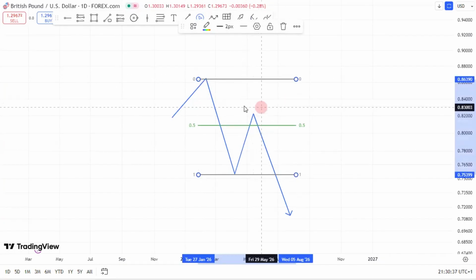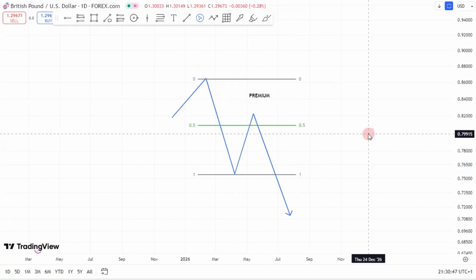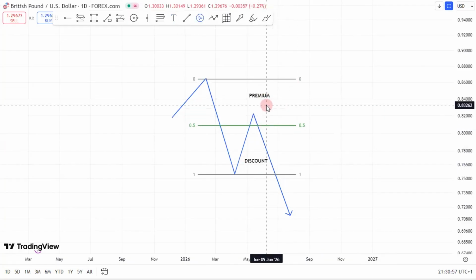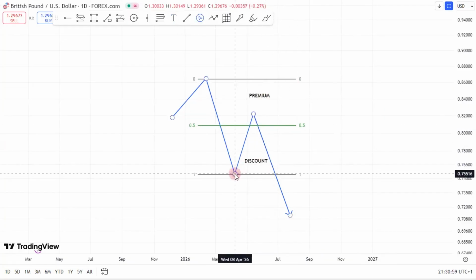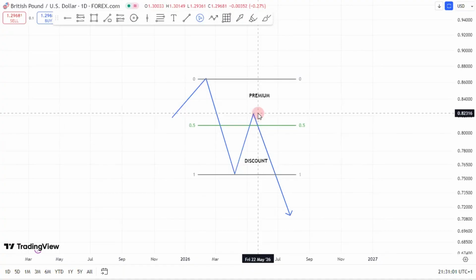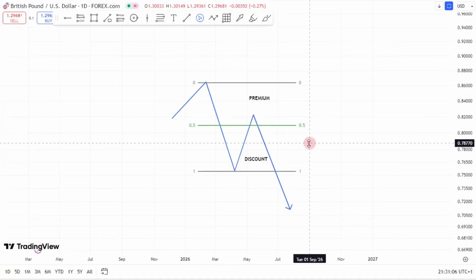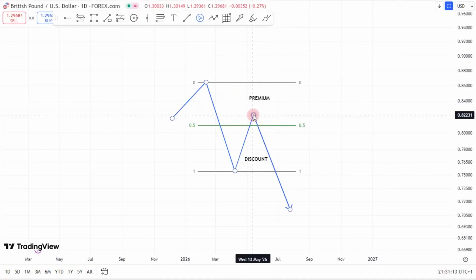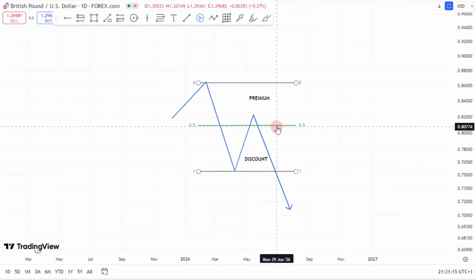So as I said, this is our premium area, and then this is our discount. So we are selling at premium and then we are buying at discount. But you're not just going to do this randomly. On the levels, there's a level where you're actually supposed to start either buying or selling.